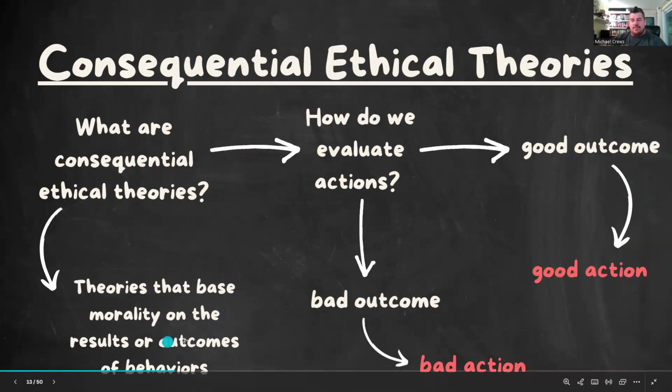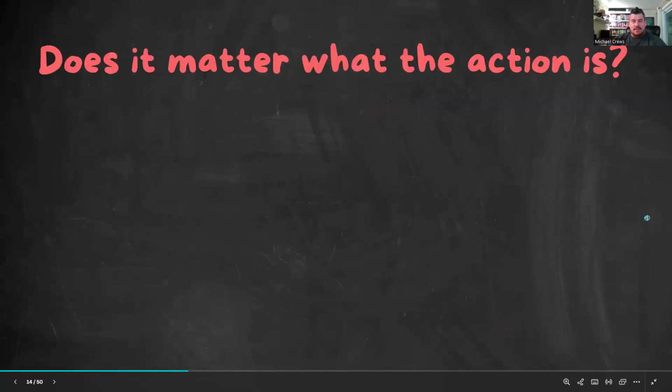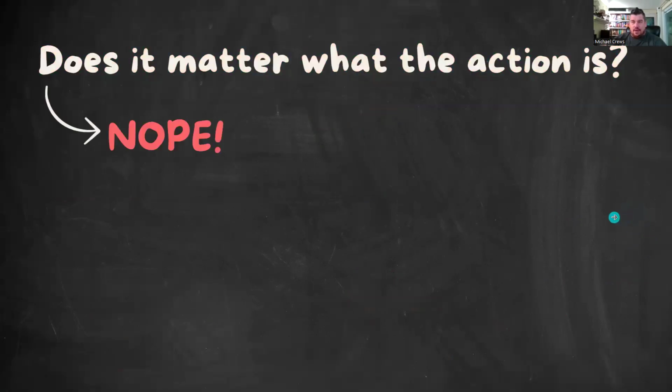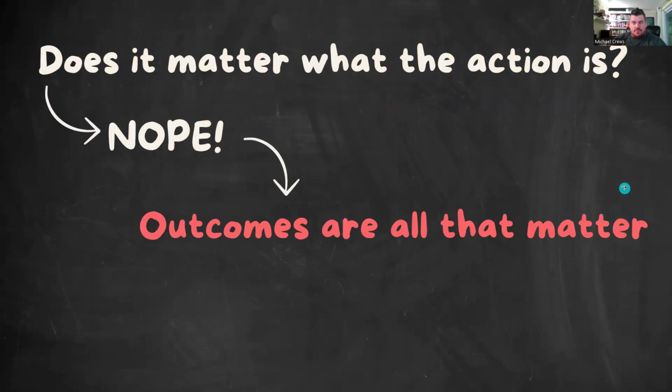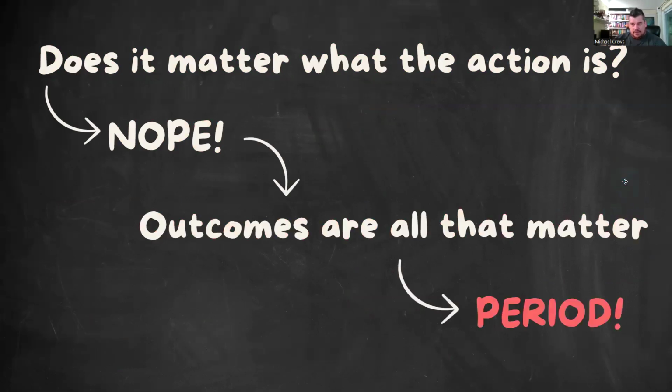These are the theories that base morality on the results or the outcomes of behaviors. If that's the case, how do we evaluate our actions? It's very simple. If we had a good outcome, it was a good action, regardless of what it was. If it was a bad outcome, we had a bad action. That's it. Does it matter what the action is? No. Outcomes are all that matters. Period. Okay? Put that in your mind when you're thinking about this.